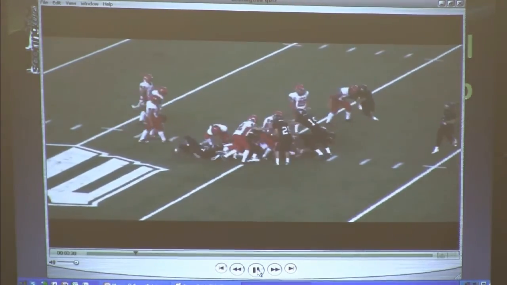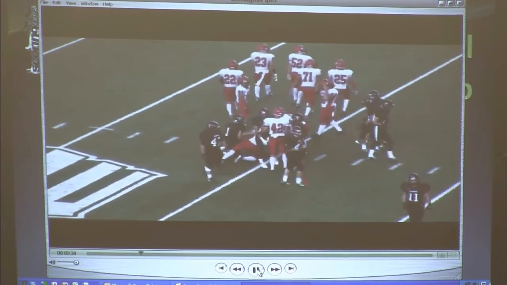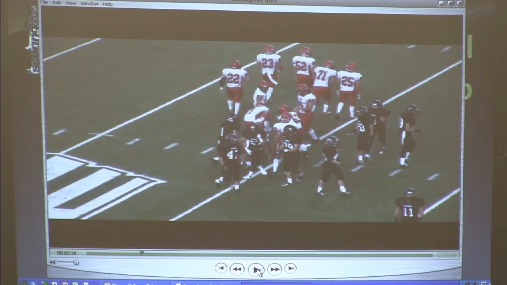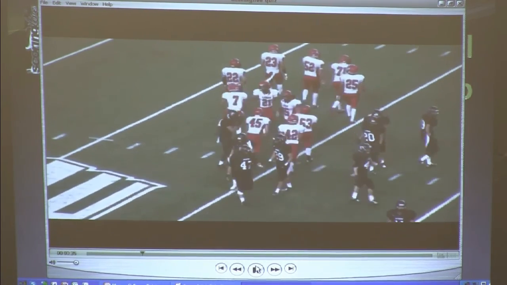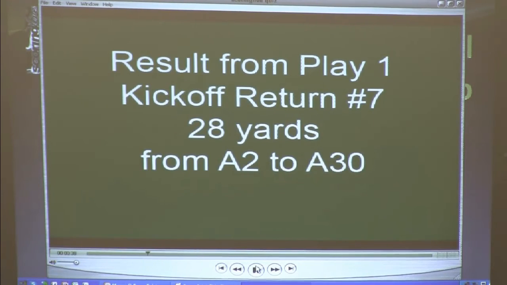Team A. We're talking about Team A. Okay, we're going to show the play one more time. Okay, did everybody get it? Everybody got their answer down? Here's the answer. It goes from the 2 to the 30-yard line. So you credit number 7 in this case, though you don't have to worry about number 7. 28 yards from the 2 to the 30-yard line.